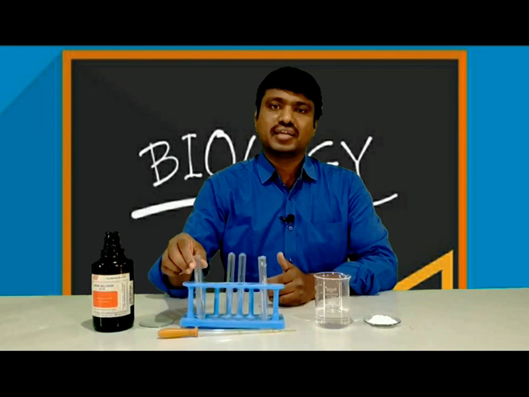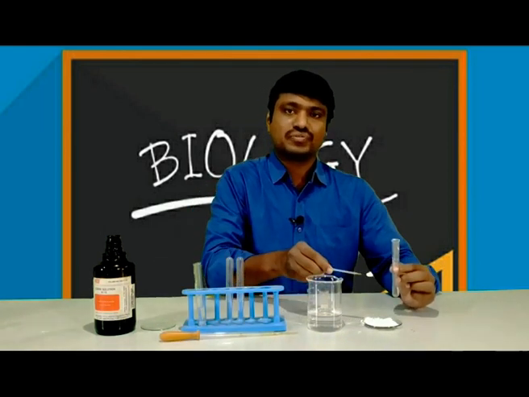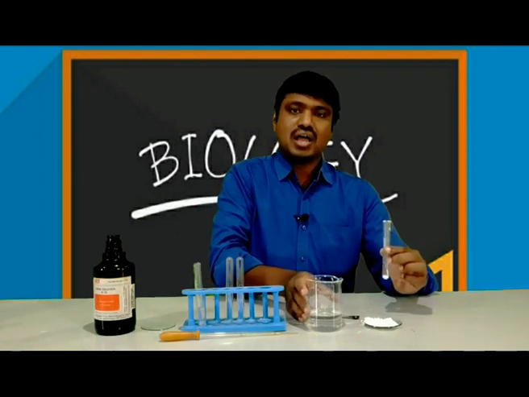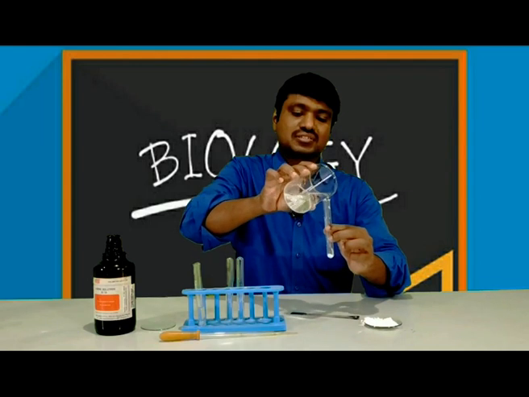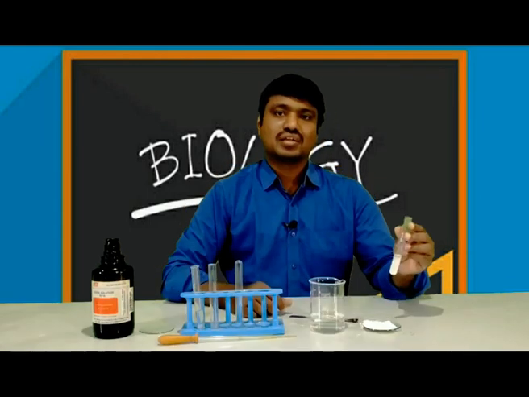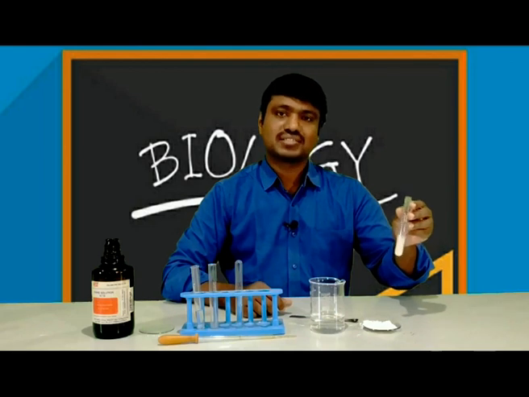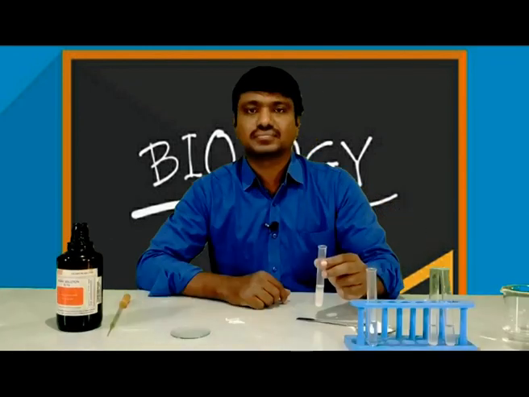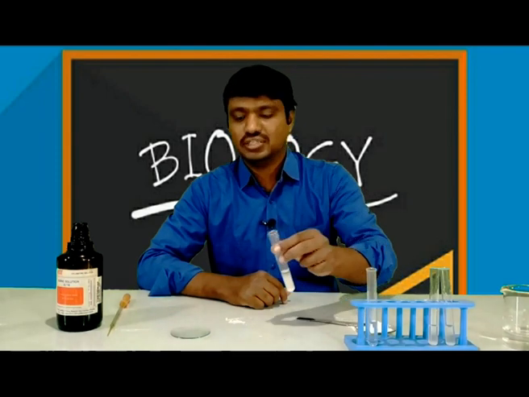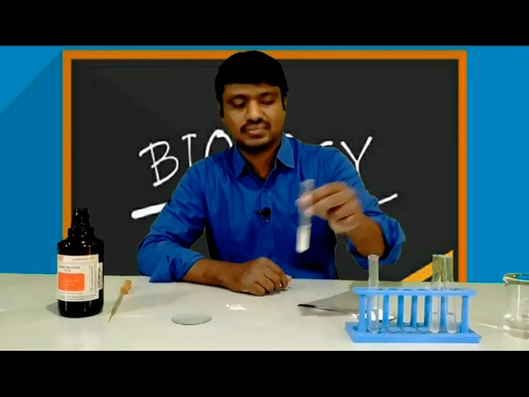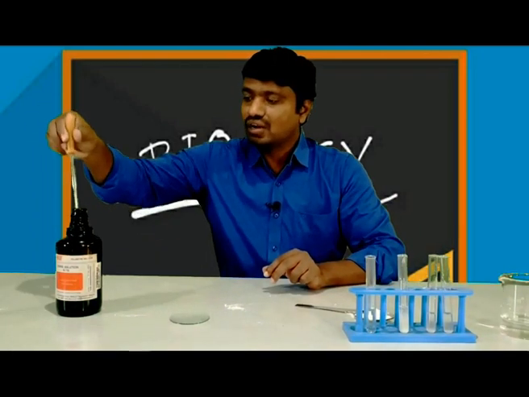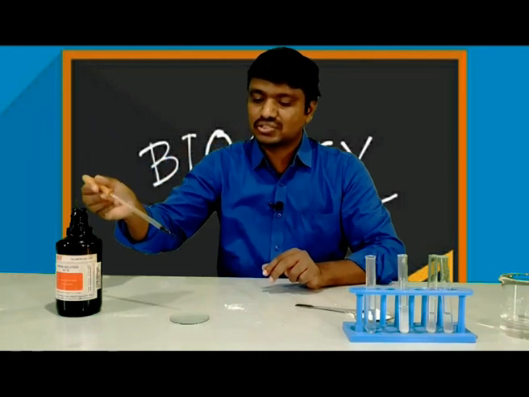First, take a test tube, take a pinch of starch powder into the glass test tube, add some water to this test tube and shake it thoroughly to mix the water with the starch powder. Now, our starch solution is ready. Take some starch solution into the watch glass and with the help of a dropper add a few drops of iodine solution to this starch solution.